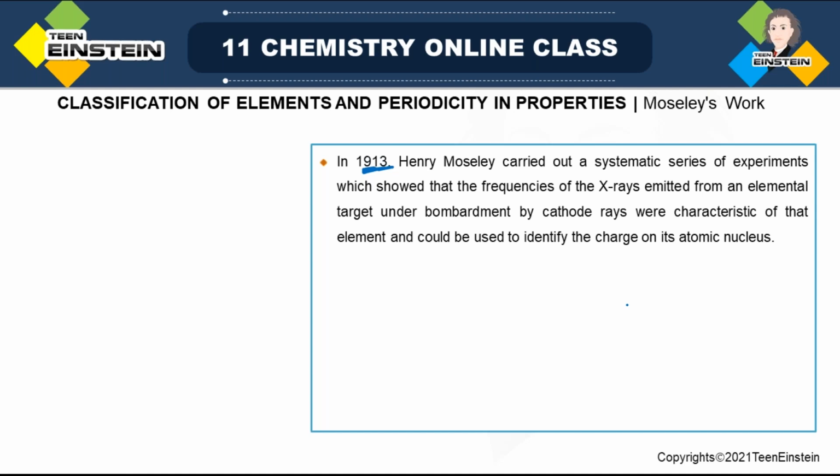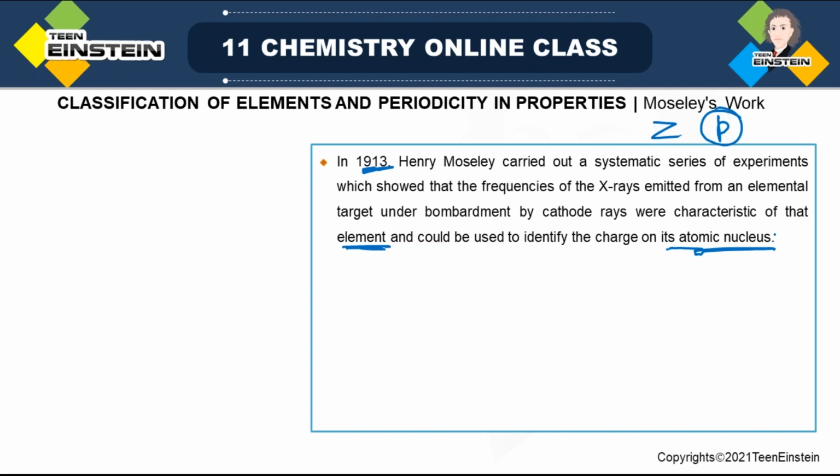From this experiment, it is observed that these frequencies of X-rays are actually characteristic of that element. So depending on what element you have taken, the frequency will change. Now this type of pattern could be used to identify the charge on the atomic nucleus. In each experiment, there is some specific element taken, and for each element, we know the atomic number is different. Atomic number, which we generally denote by Z or P, is actually the total positive charge present in the nucleus. As these frequencies are characteristic of the element, we can use them to identify the charge on its atomic nucleus.